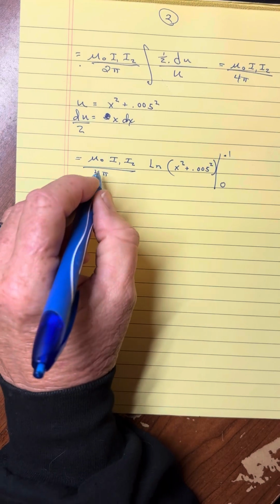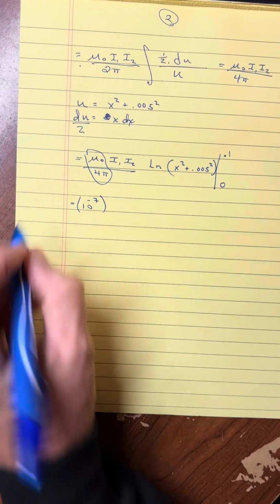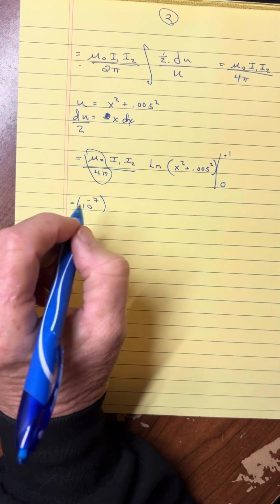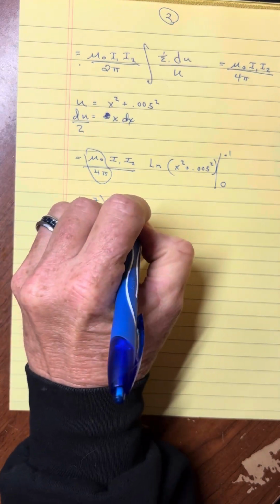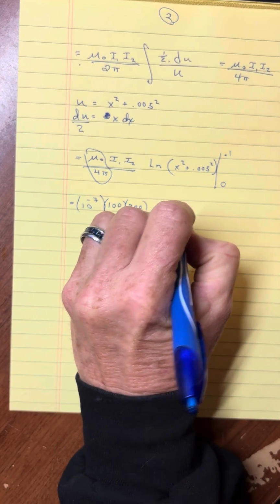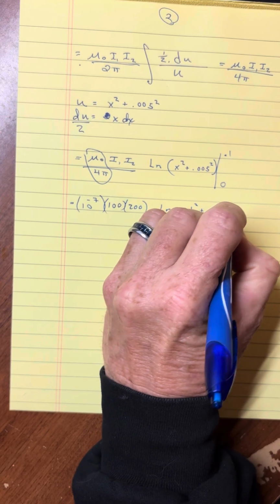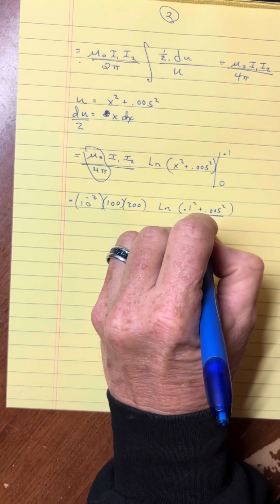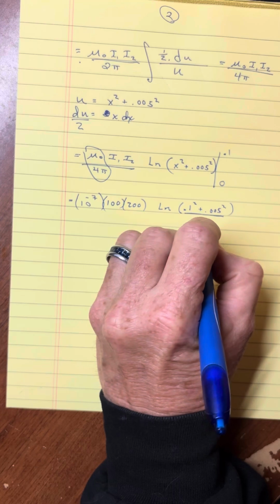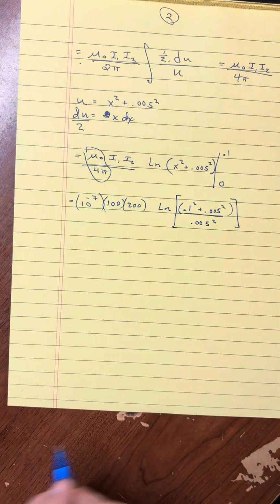Okay, so if you'll let me kind of combine those, that's 10 to the minus 7. And then my current, number 1 of them was 100, and that was number 1, so this is a 100. And current number 2 is 200. And then I would have ln, and I guess I'd have 0.1 squared plus 0.005 squared minus, and I'll take advantage of the properties of logarithm, 0.005 squared. And that should be then the force.